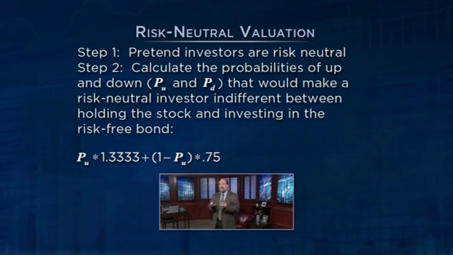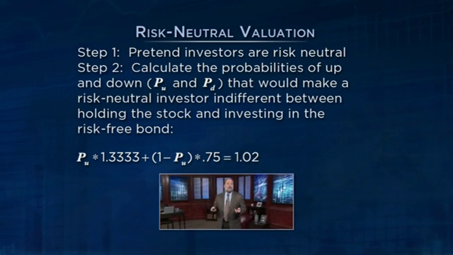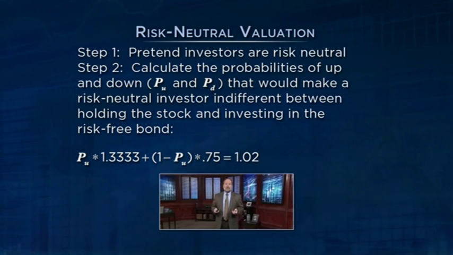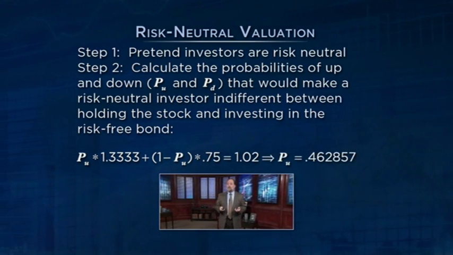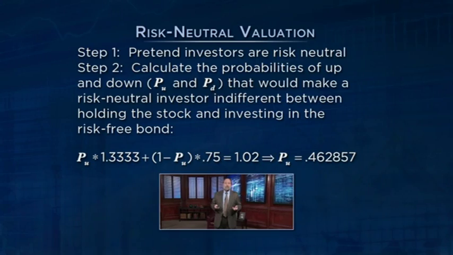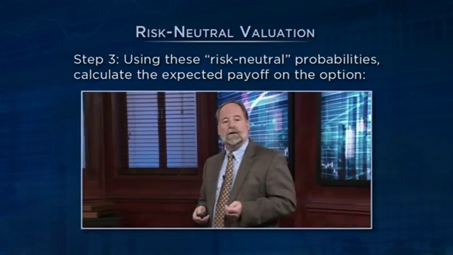1 plus D, that's 0.75, has to equal 1.02. If we hit this with a stick for a little bit, what we see is PU equals 46%, or 0.46. Okay, what's the next step?